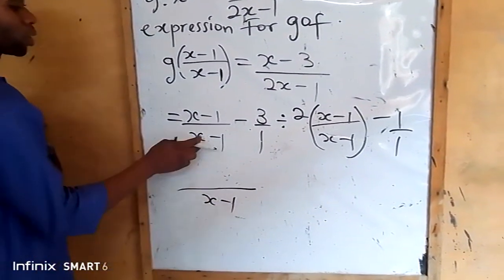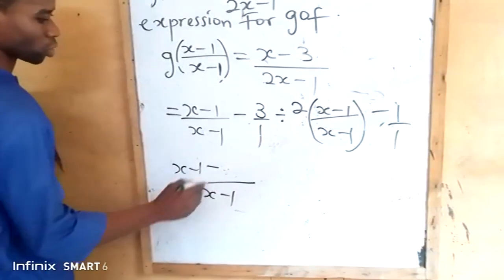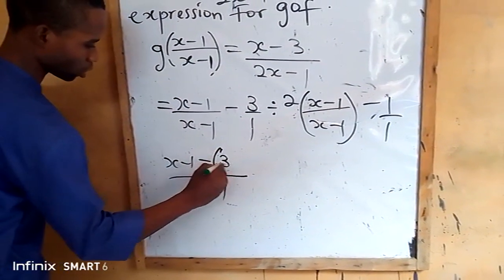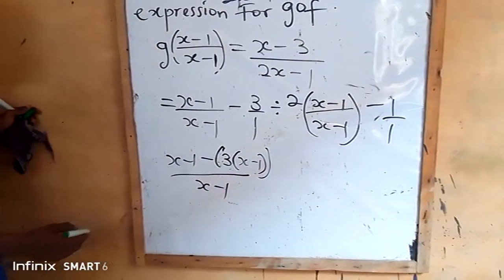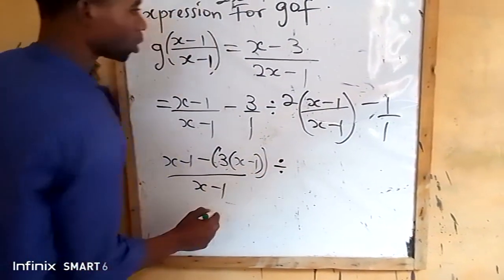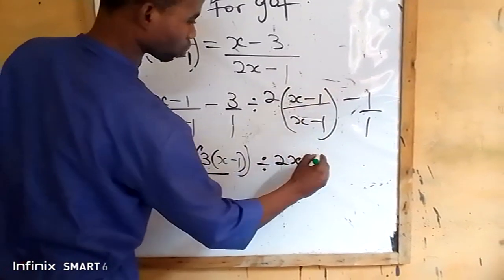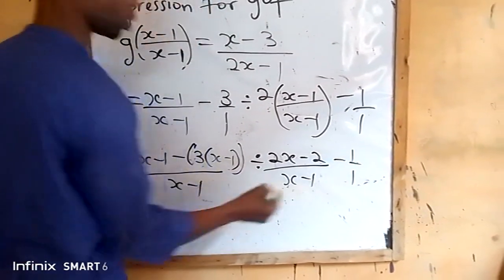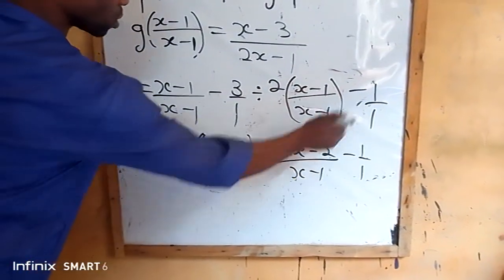Now x minus 1 and x minus 1, that's 1. 1 times x minus 1 is x minus 1. Minus 3 into x minus 1. You have to introduce brackets because of this minus. Now, divided by, let me use this 2 to open the bracket, that is 2x minus 2 all over x minus 1, minus 1 over 1. So these two will multiply the numerator all over this minus 1 over 1.